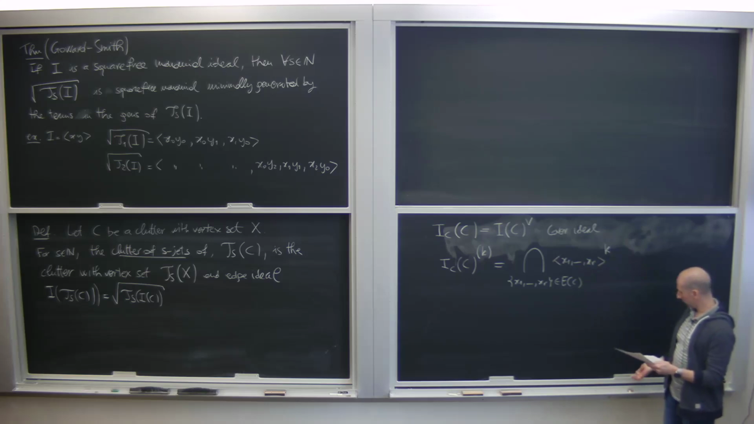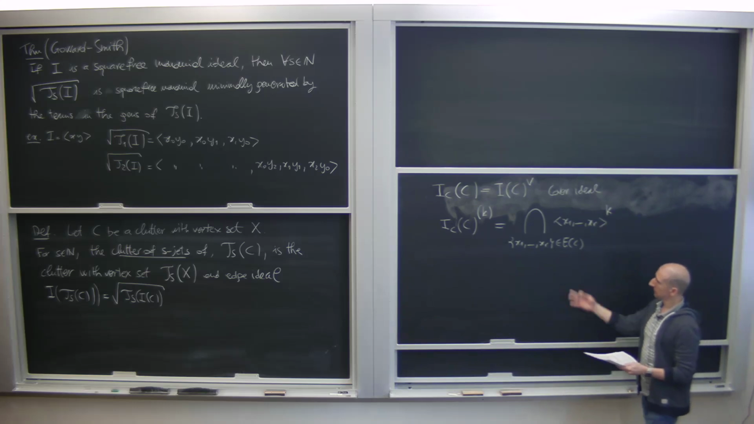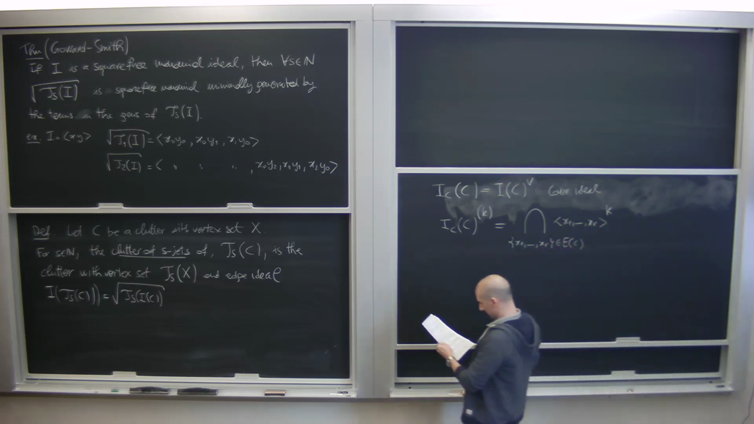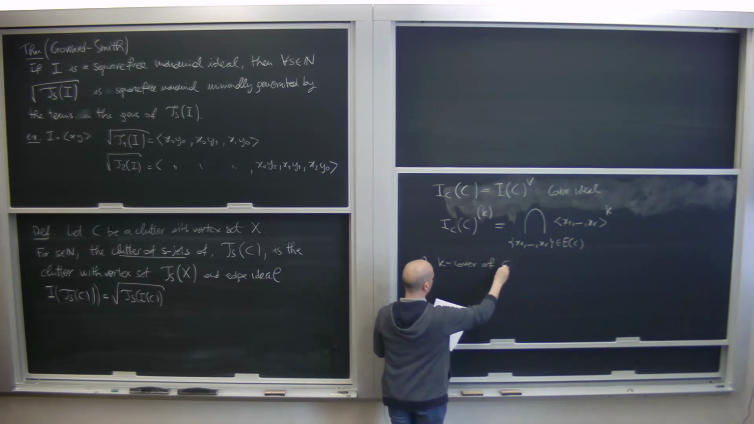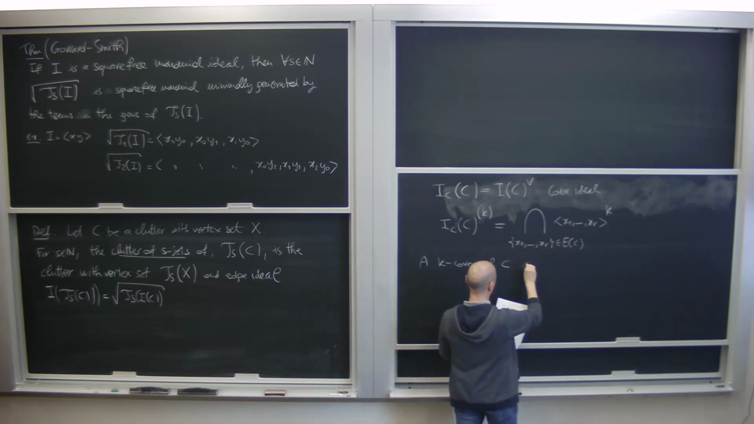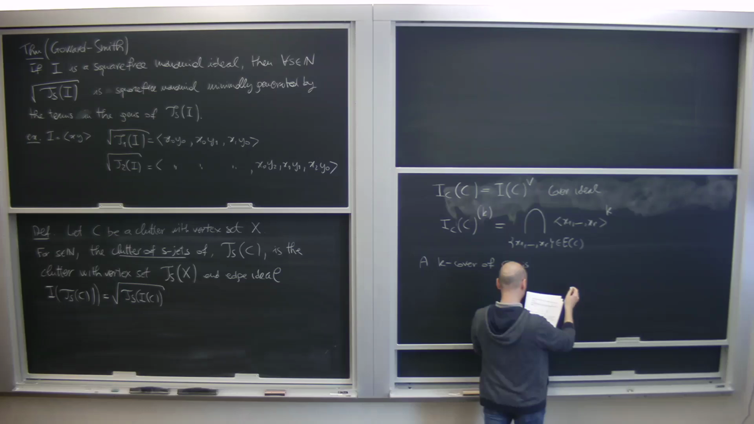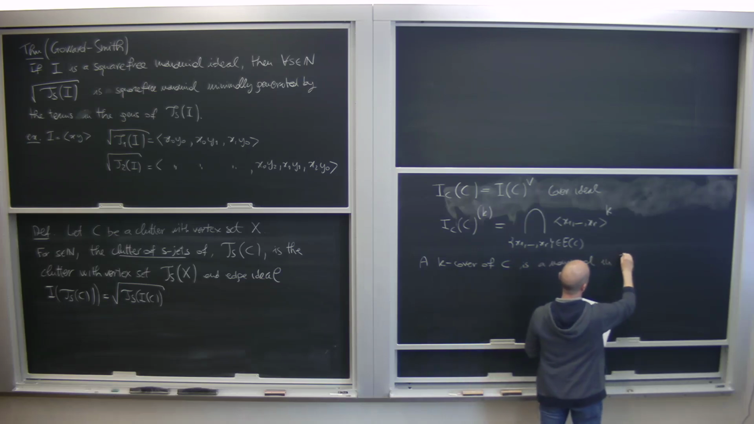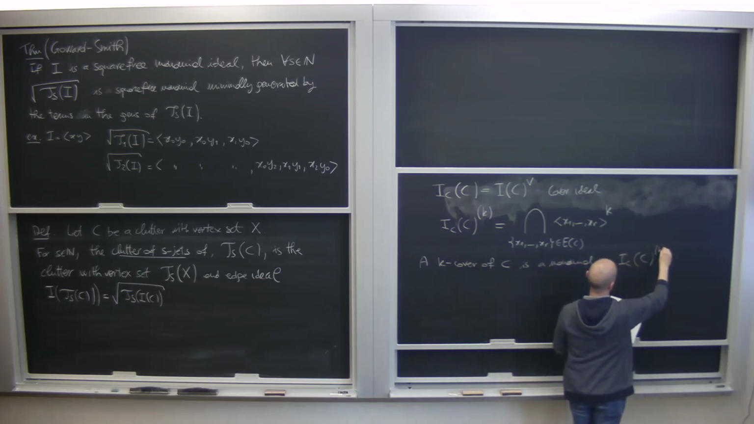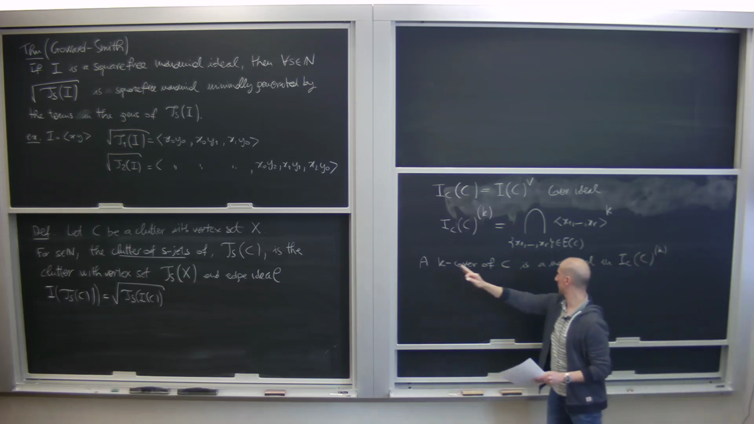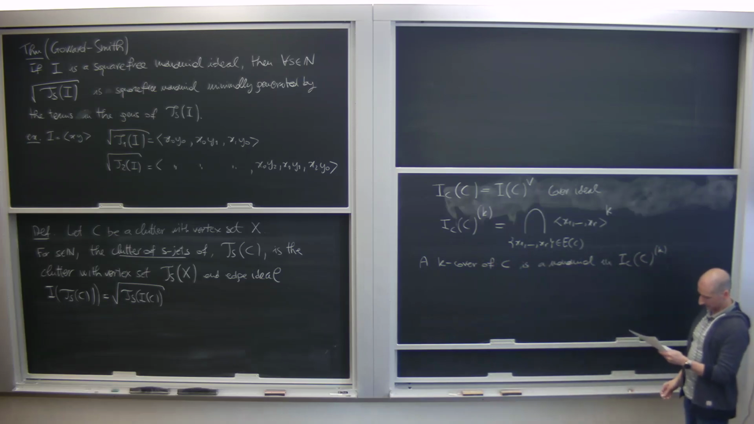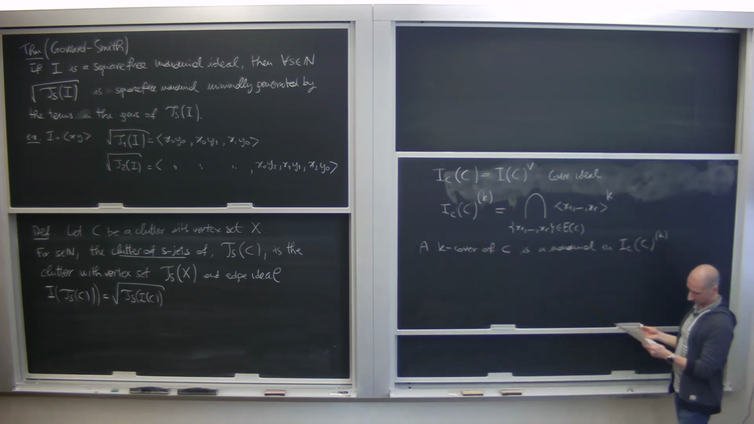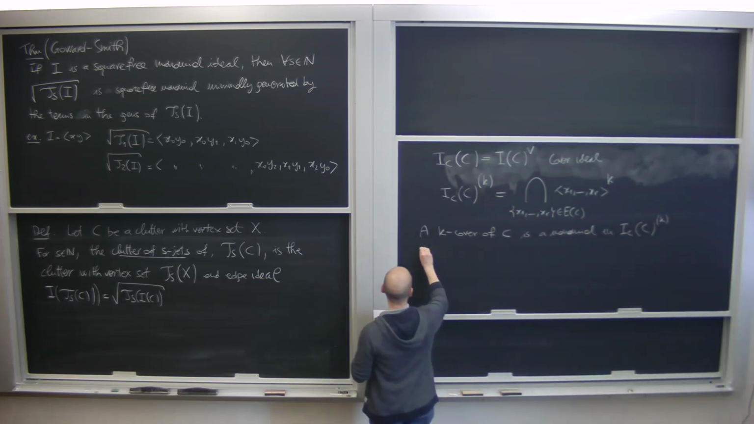And I will also add that the generators of these have some combinatorial interpretation. So a k-cover of C is a monomial in this order k symbolic power. I should have added space for the word minimal here, and minimal generator here. But let me just show you with a small example what happens.